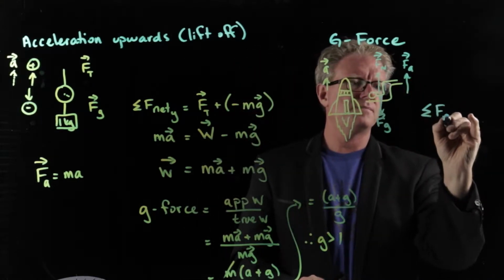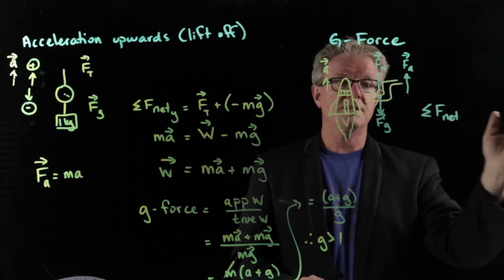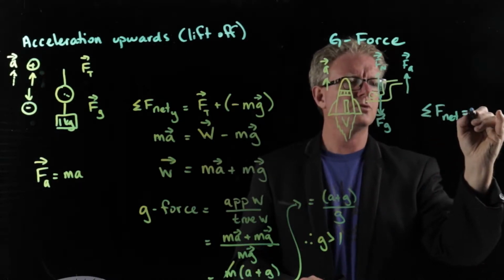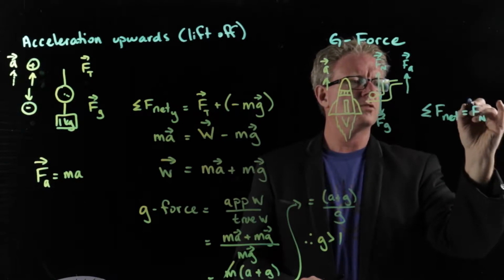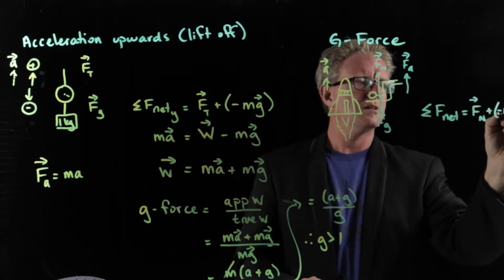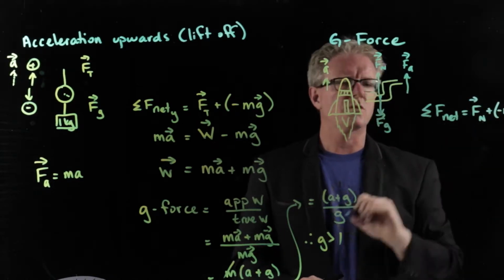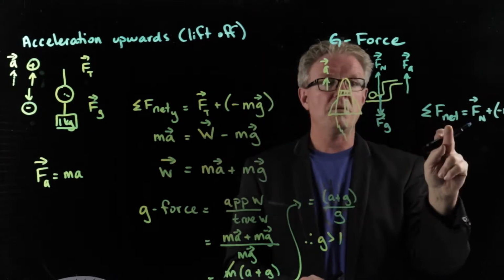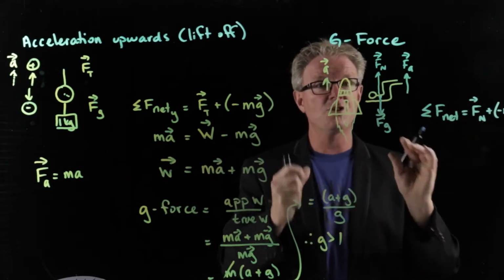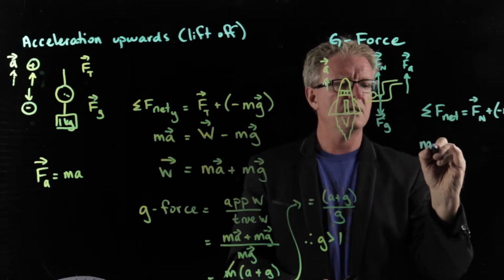So we have F net, hopefully you can see over here, is equal to the normal force plus the gravitational force going down. But remember, F net, just like over there, is not 0. It's actually ma.